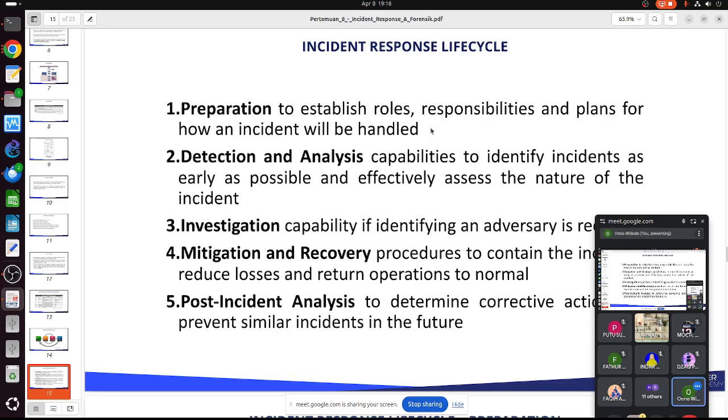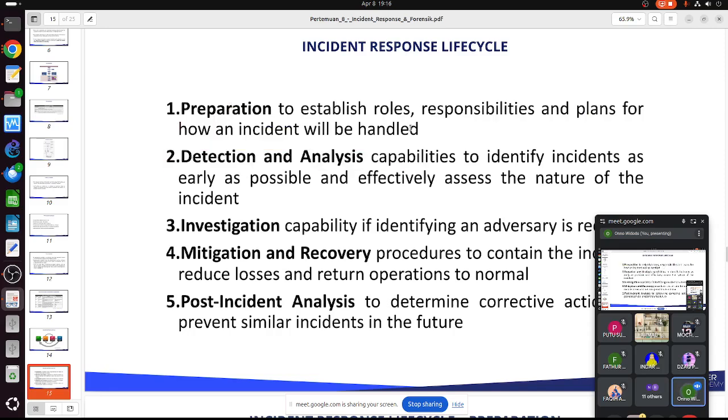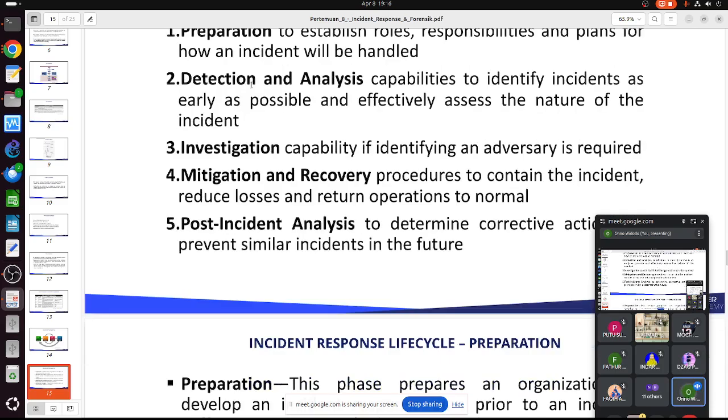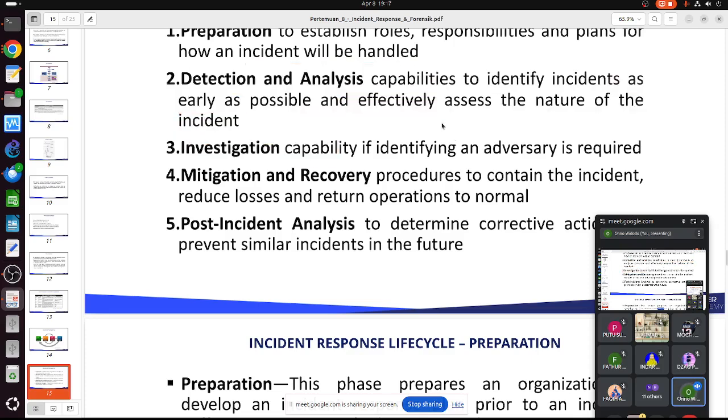Because they didn't plan well to handle the incident. Detection and analysis is the capability to identify an incident as early as possible, and effectively assess the nature of the incident and so on. So these things can actually be done automatically.